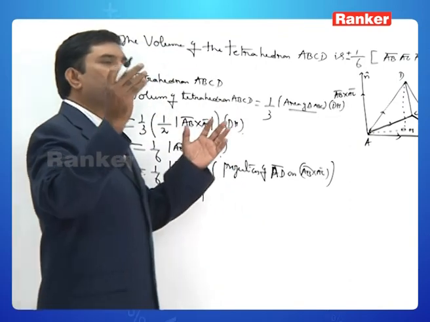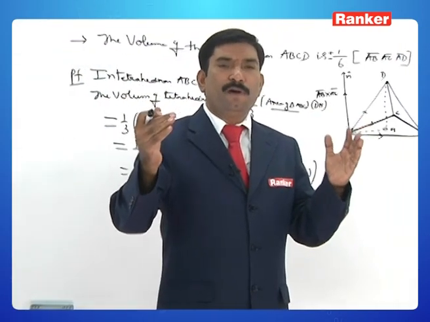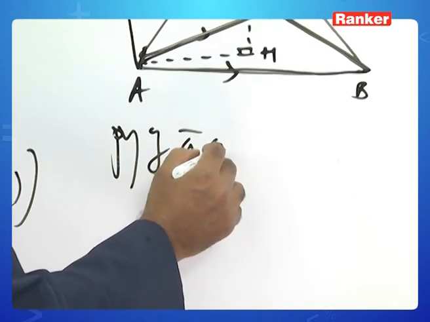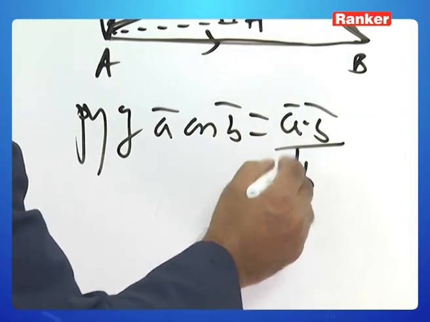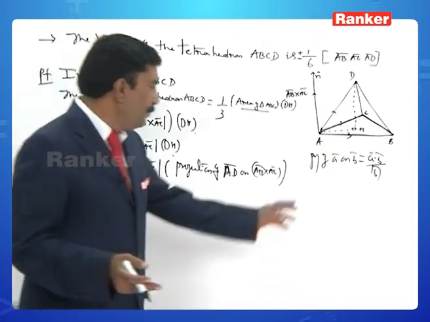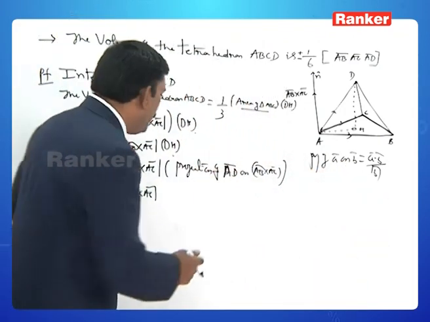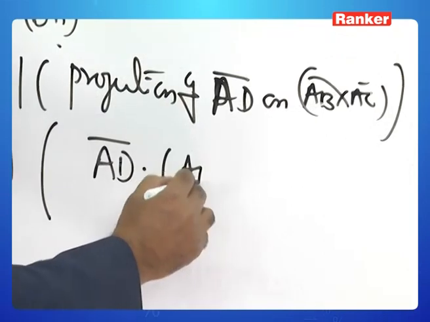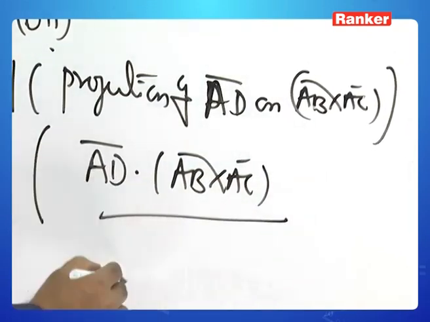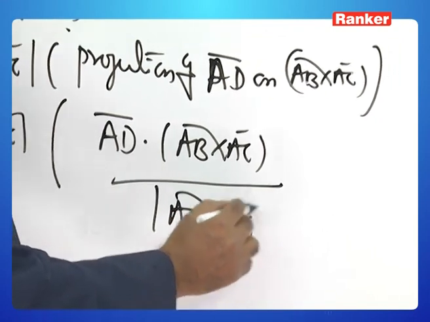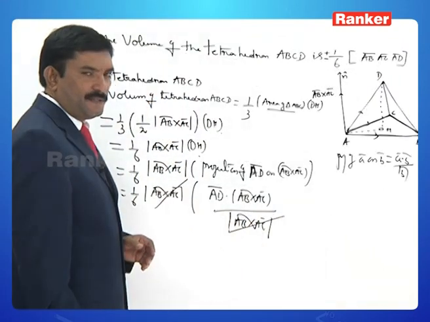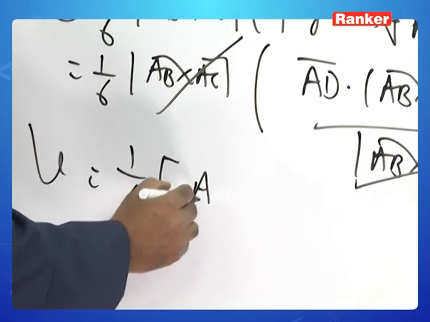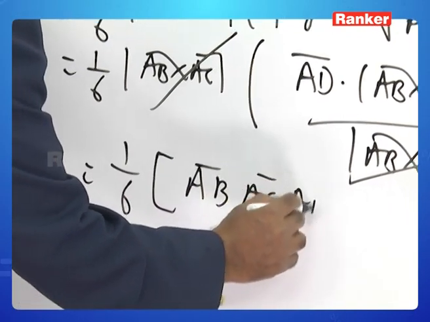using the definition of projection of A bar on B bar as we have come across in the dot product: projection of A bar on B bar is A dot B by modulus of B, right? Already we have proved. So therefore, in the same fashion, I can also write AD bar dot AB bar cross AC bar by modulus of AB bar cross AC bar. Now this and this get cancelled. Nevertheless, I can write volume of a tetrahedron is a box of AB bar, AC bar, AD bar.